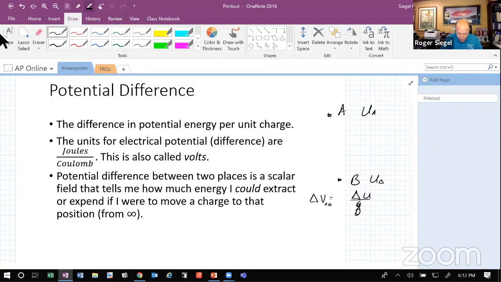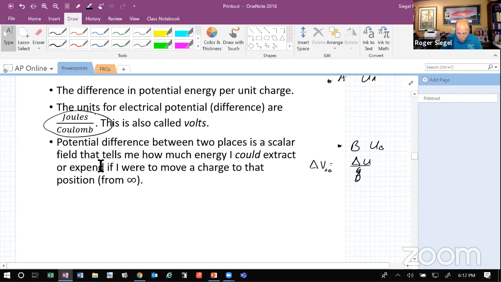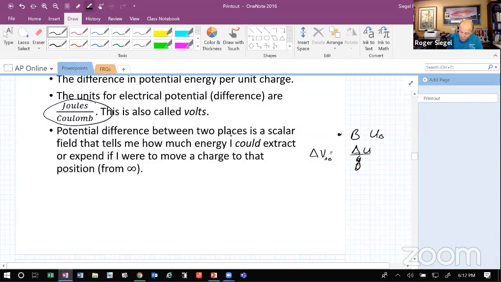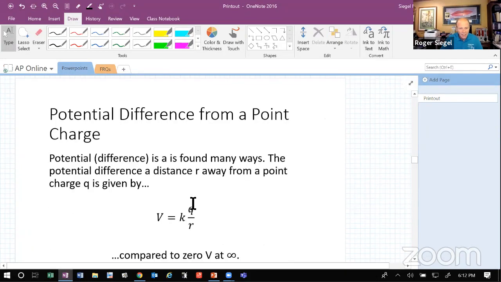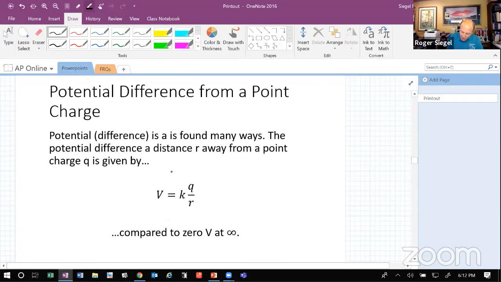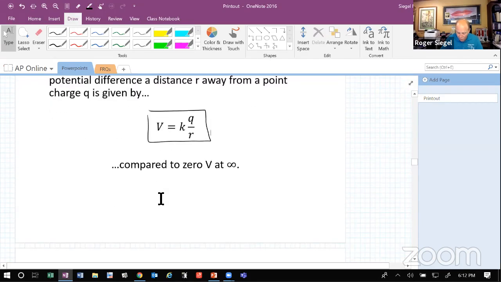That's how they're related. The units for volts are joules per coulomb, and I wish I could get you to remember that. That is so important, joules per coulomb. And then remember the potential difference between two places, it's a scalar field. It tells us how much energy I could extract or expend if I were to move that charge to that position from infinity. Now, this is going to make a little bit more sense when we look at this formula. This is the potential difference from a point charge compared to V0 at infinity. So what does that mean?